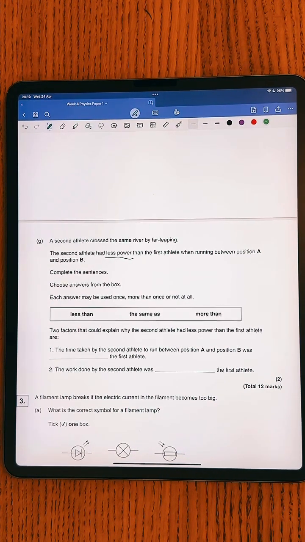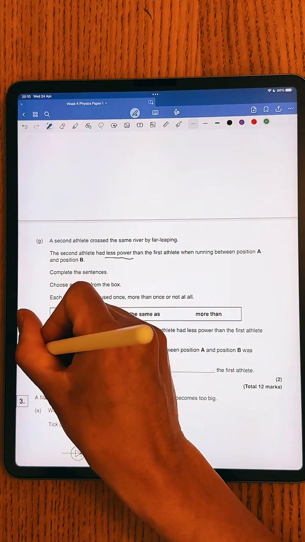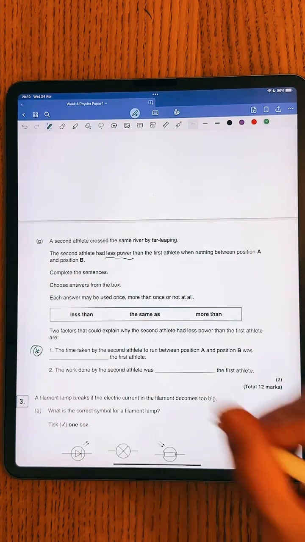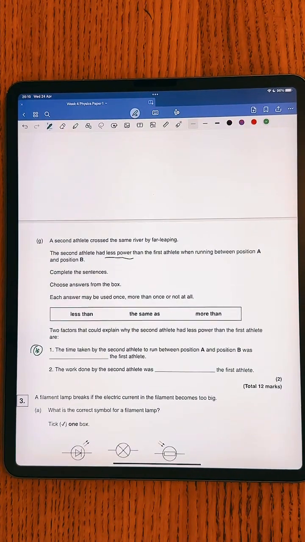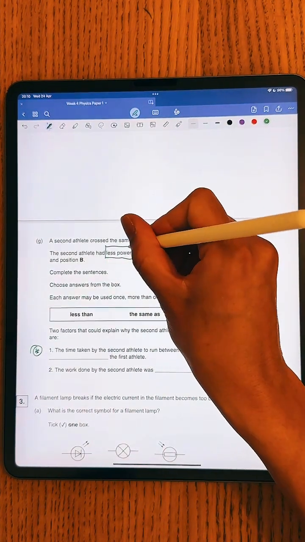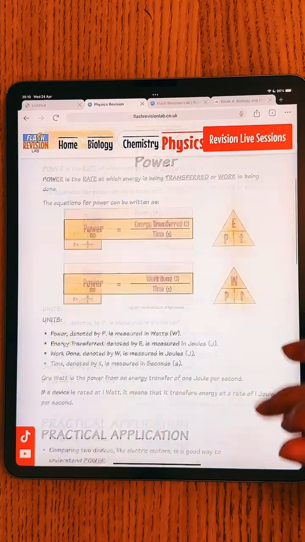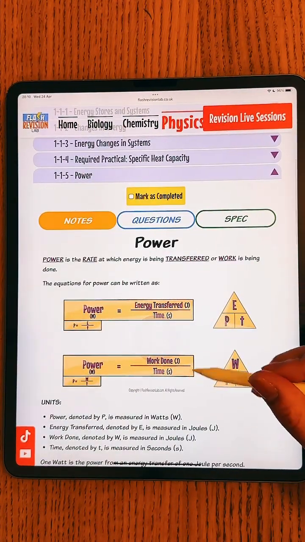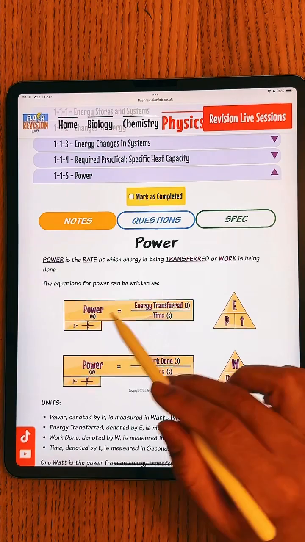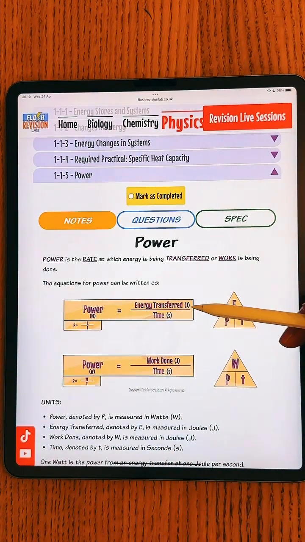First of all, tell me what you think number one is. What do you guys think number one is? And I'll explain it. People saying more. Okay, so to work this out, it's useful to use the equation for power. So let me show you. Equation for power. Here we go. Power equals work done over time, or power is equal to energy transferred over time. They both mean the same thing. Work done and energy transfer, just think of them as the same thing.